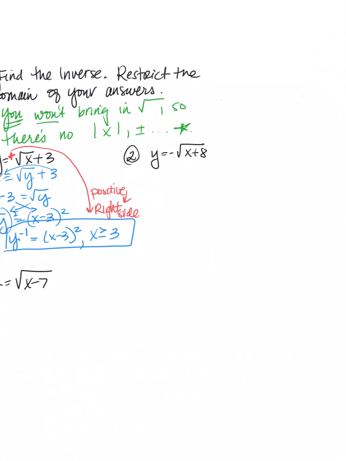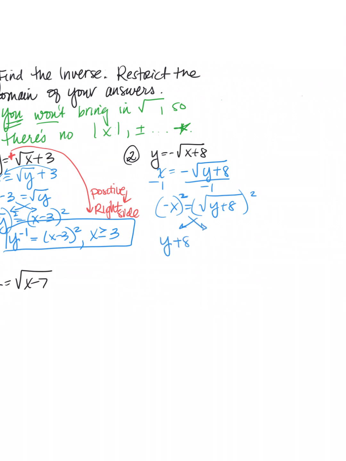All right, switch x and y. Notice the negative, negative square root of y plus 8. So as always, we want to get rid of the negative first. So that makes it negative x is equal to the square root of y plus 8. Now we're ready to get rid of the square root by squaring both sides. And that will give me, I'm going to switch the sides here like I did before.